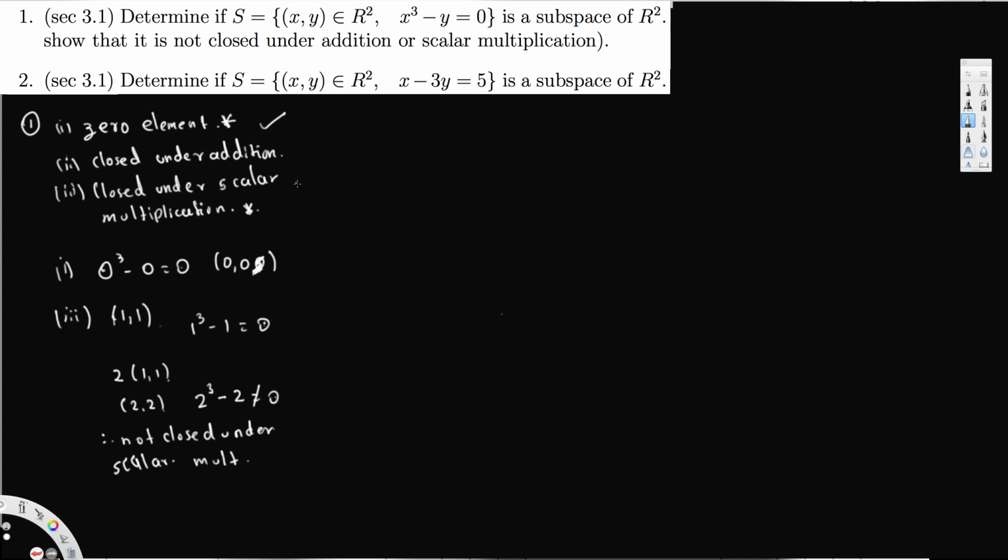If this fails one of these conditions, that means this is not a subspace of R2. Therefore, S is not a subspace of R2.